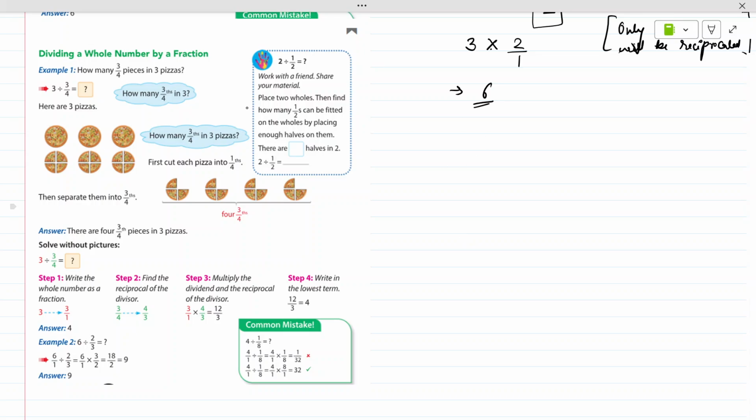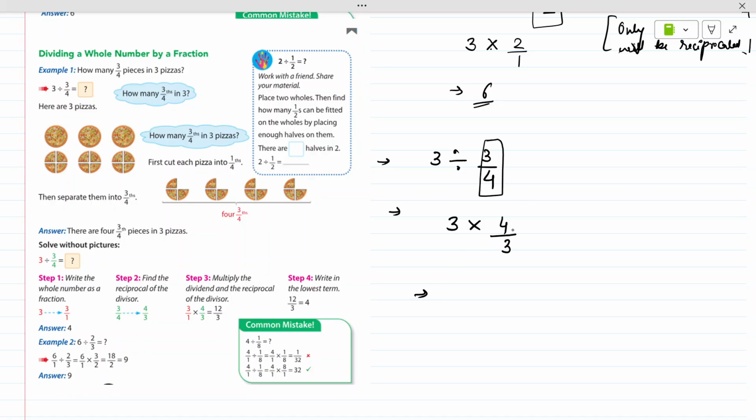That means we have to find out 3 divided by 3 by 4. How many 3 by 4s are there in it? So if I tell you with the method which we have just learned, let us try to do this. First step is 3 as is, change division to multiplication. At the same time, do the reciprocal of the divisor. 3 by 4 will become 4 by 3 now.